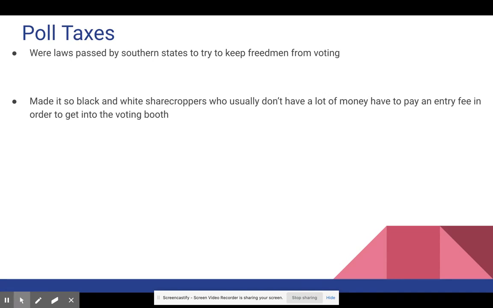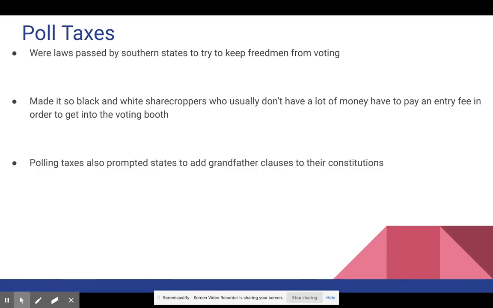So yeah, they have to get into a voting booth. They have to pay. So poll taxes also prompted states to add grandfather clauses to their constitutions. So what this means is that states would go into their state constitutions, which is different from the constitution that we know and love, which is our federal constitution. This is the constitution that was created by the founding fathers. But these are going into their state constitutions, and the grandfather clauses, I don't think it's in here. Yeah, Louisiana is the first state to have these grandfather clauses.